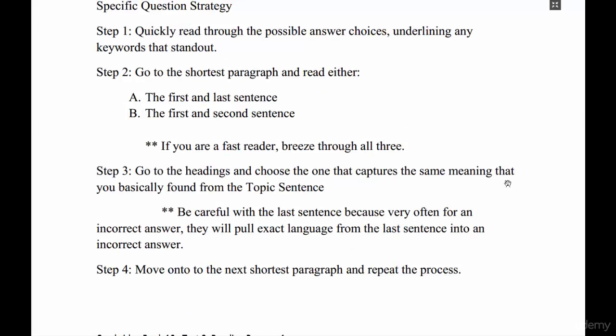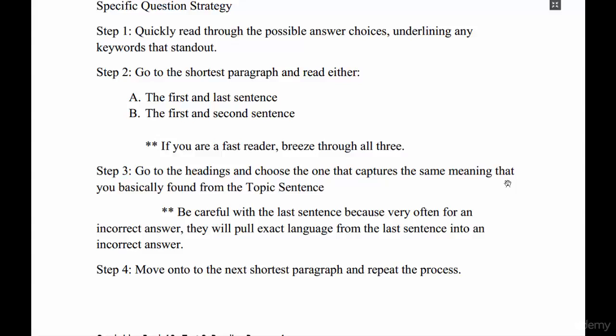Step number two, you want to go to the shortest paragraph and read either the first and last or the first and second sentence. If you're a fast reader, go through all three of those. Then you go to the headings and choose the one that captures the same meaning that you found from the topic sentences. And then you move on to the next paragraph. It's that simple. Remember, it's all about picking out something that gives you the same meaning.